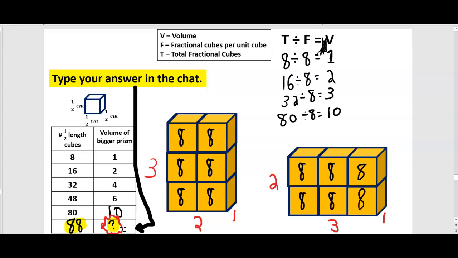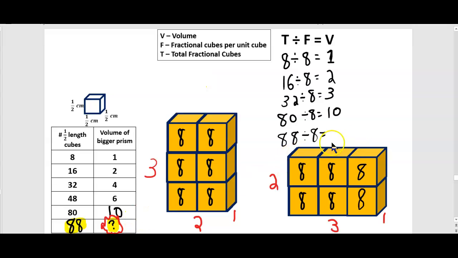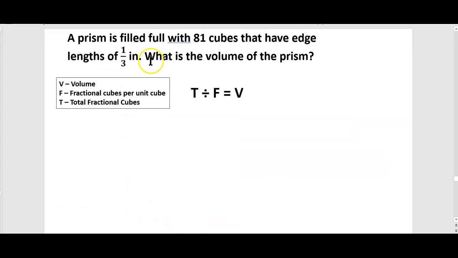Pause. Oh, you're back. Did you say 88 divided by 8, and did you get 11? Yeah, I knew you would. I knew you could do it. Okay, let's try this one.